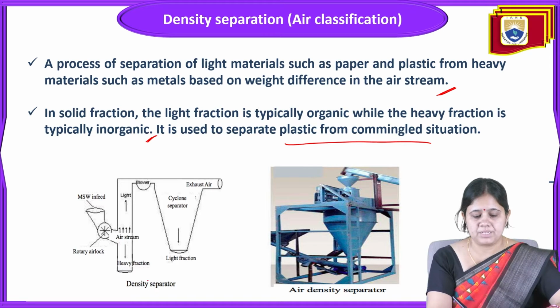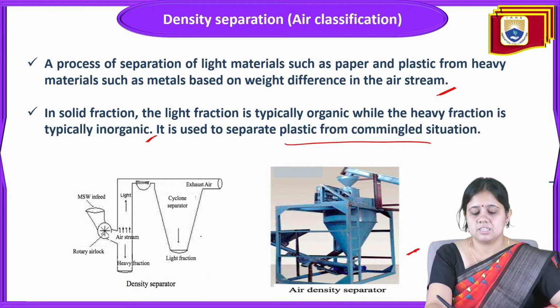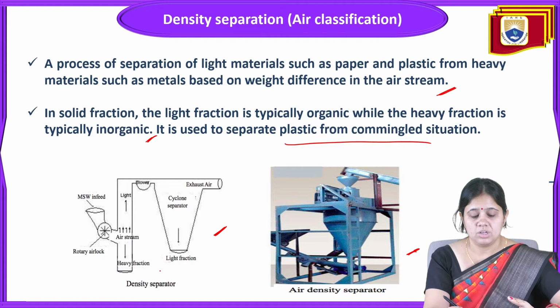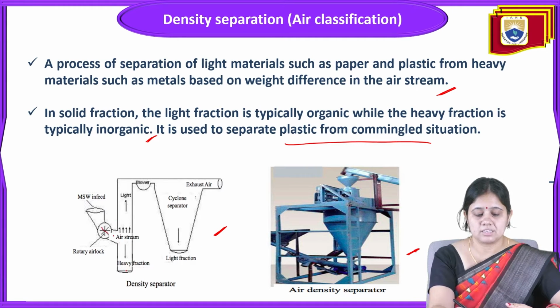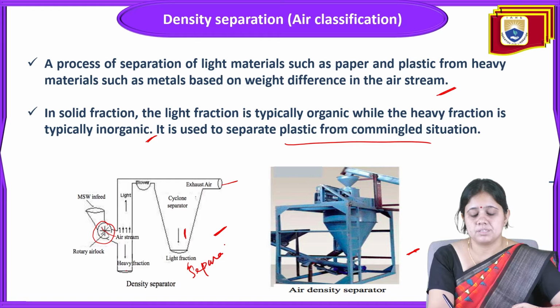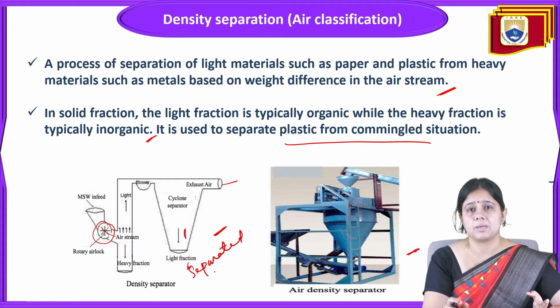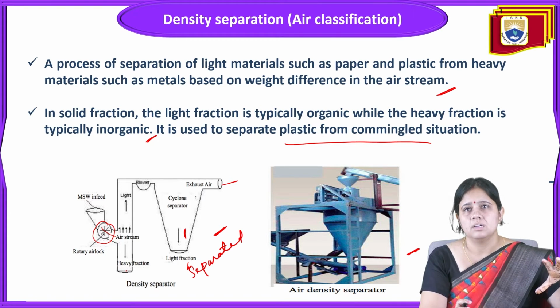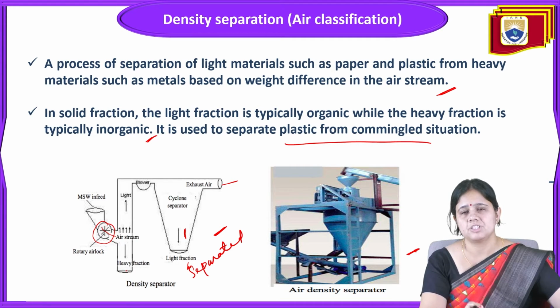This is the whole picture, and this is the working principle, how it will work. The heavy fraction is there inside, then the air stream is there with very high air, and a rotary air lock. The light fraction will be blown through the blower, and exhaust air is there. This is the cyclone separator, which will separate, and the light fraction will be automatically collected inside the cyclone separator with very high air, by density separation. With the density, it will be separated from the heavier fraction into the light fraction.